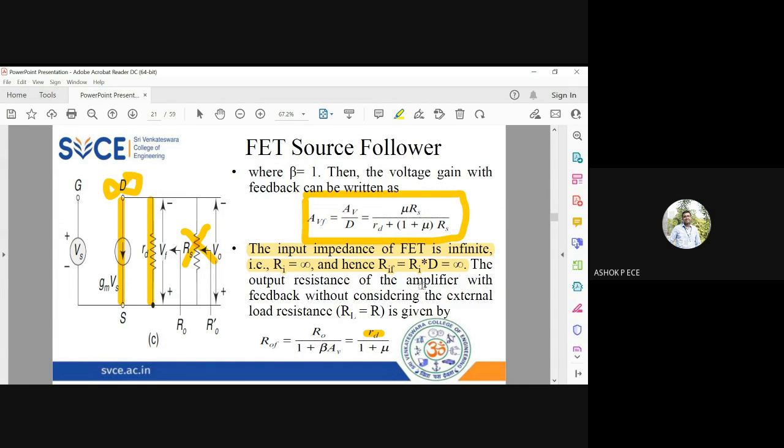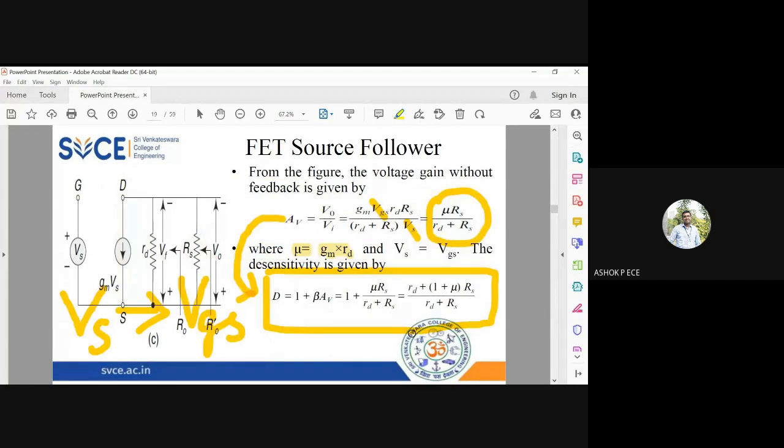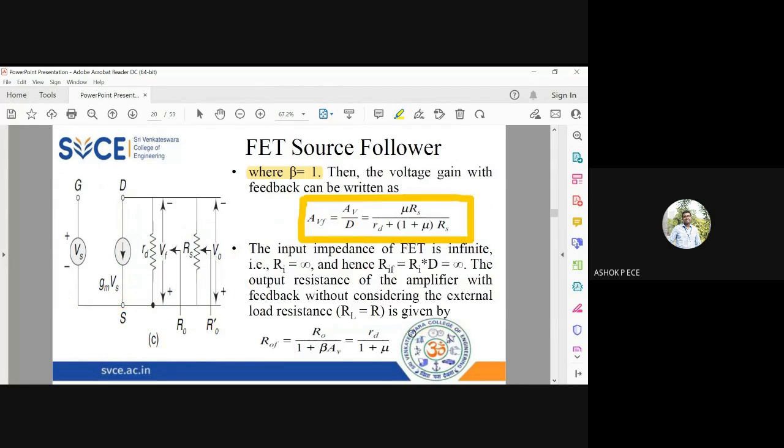So you know in voltage series feedback, output resistance will decrease. So R naught F equals R naught by 1 plus beta AV. So RD divided by 1 plus beta AV. You will have this simplification. So it is going to be RD by 1 plus mu.